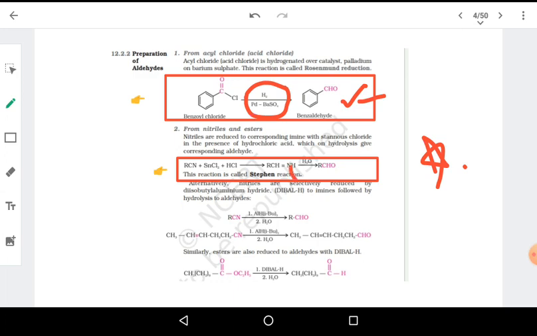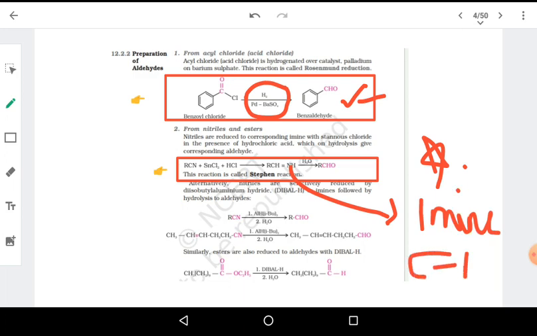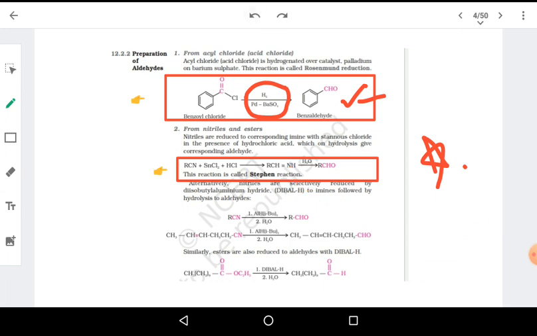This compound is known as imine. Okay, compounds where there is carbon double bond nitrogen are known as imines. Now this imine on hydrolysis, what will you get? This on hydrolysis will give us the corresponding aldehyde. Okay, so this reaction is known as Stephen reduction. So in Stephen reduction, you will use SnCl2 and HCl. RCN is converted to RCHO.